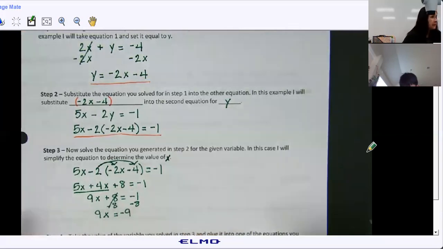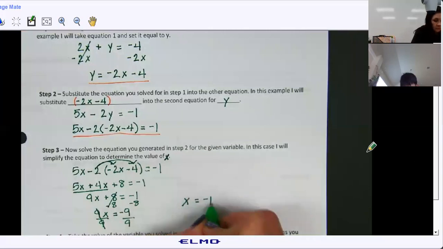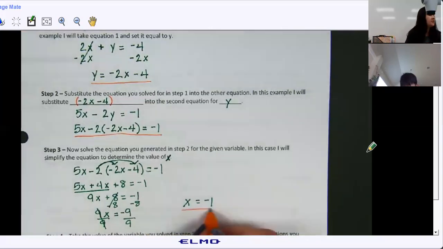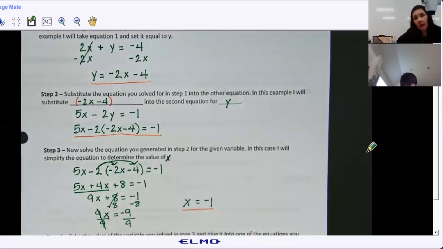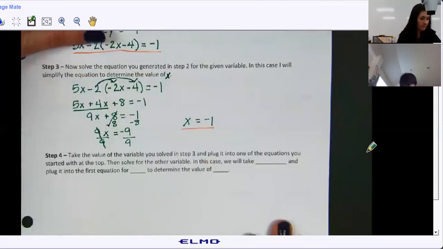I continue to try to isolate my x by doing the inverse operation. 9 times x, I have to do the inverse of that, and that means I'm going to divide. So I'm going to divide both sides by a 9. And my answer, x equals negative 1. So this is the half of our answer so far. Remember, when we're solving for systems of equations, our goal is to get the ordered pair at which they would intersect on a graph, or the ordered pair that would make each of the equations true. In this case, we found the first half of that ordered pair, the x. Now we need to find the y.